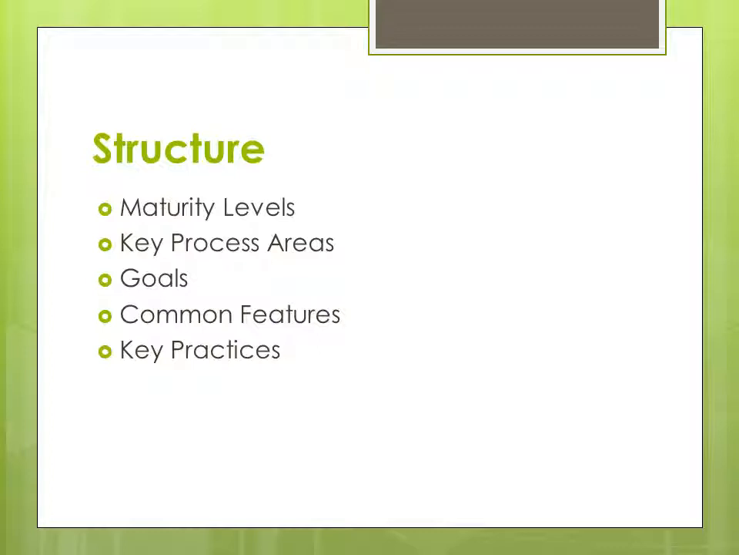Next, we have the key process areas. Key process areas identify a cluster of related activities that, when performed together, achieve a set of goals considered important. Referring to our previous slide, the last 3 aspects regarding the structure of the capability model are goals, common features, and key practices. Goals. The goals of a key process area summarize the states that must exist for that key process area to have been implemented in an effective and lasting way.